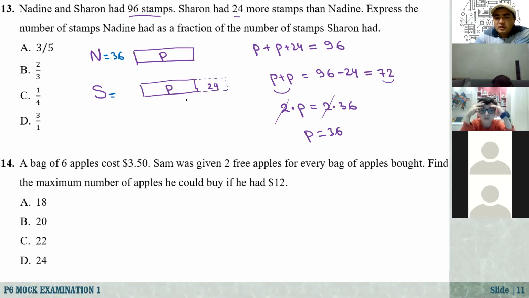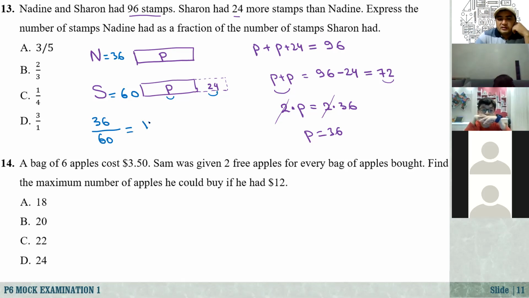How about Sharon? Sharon had 36 plus 24. So 36 plus 24, that's equal to 60, right? But here, what is the question? The question is express the number of stems Nadine had as a fraction of the number of stems Sharon had, right? So what is it here? That is 36, Nadine has 36 stems. How about Sharon? 60.